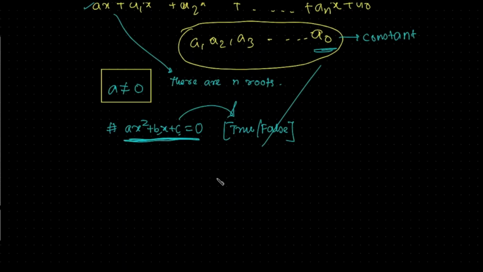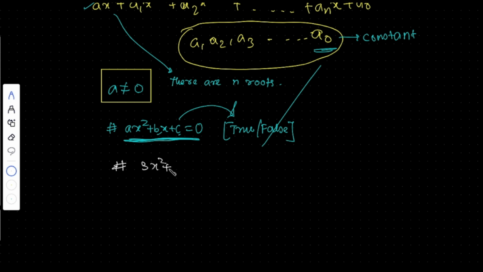Now hopping on to the next, given 3x square plus 5x plus 6 equal to 0. State whether it is true or false.